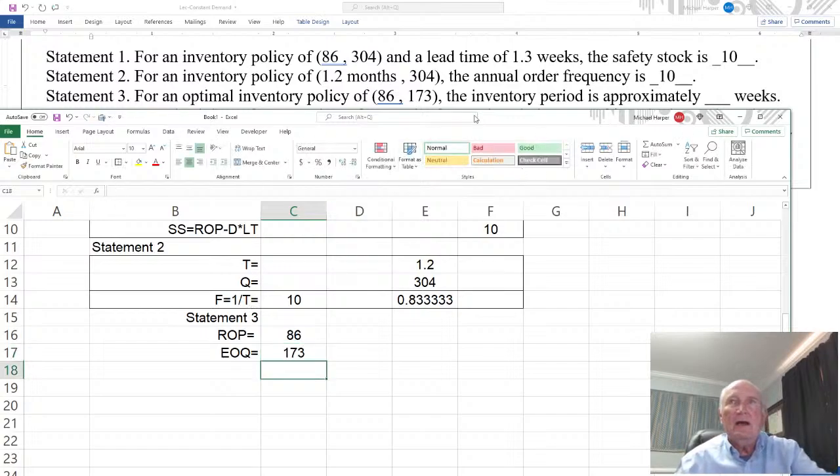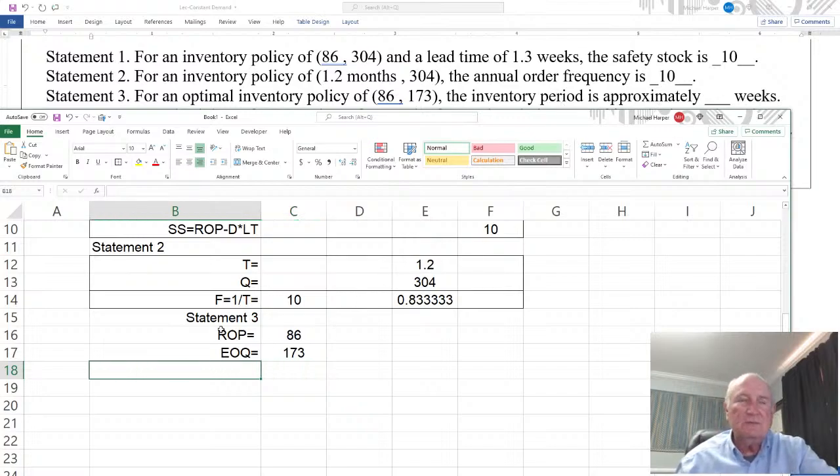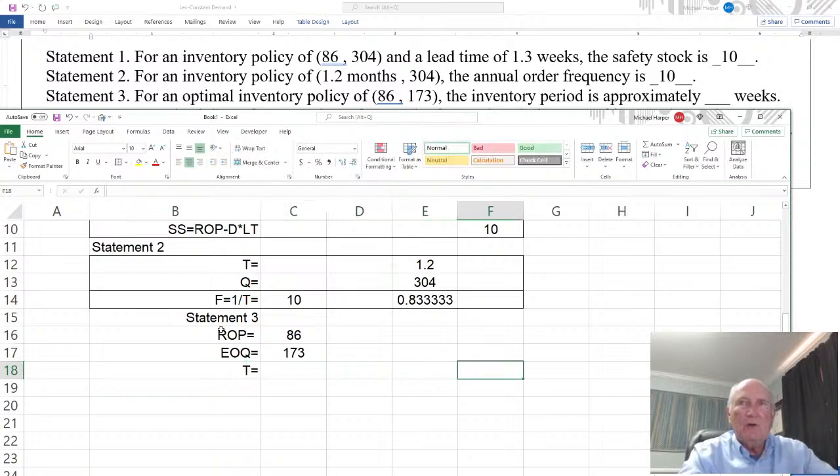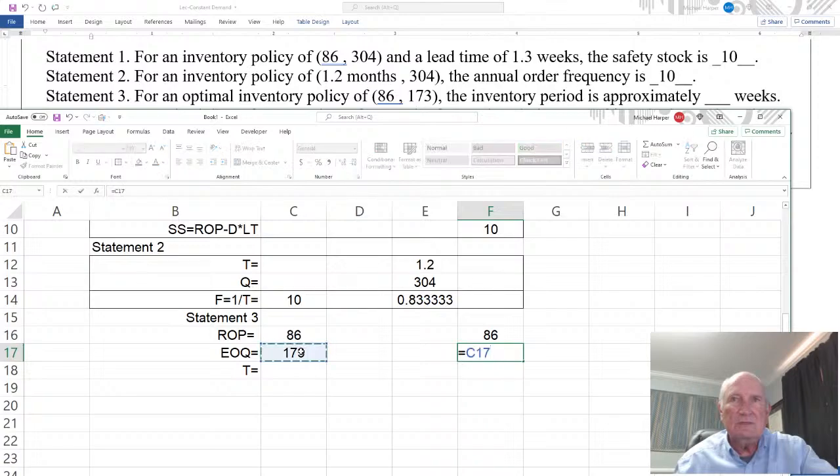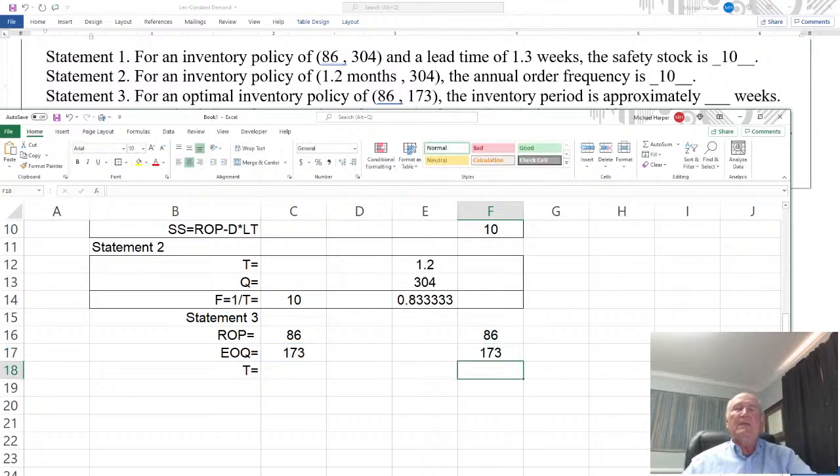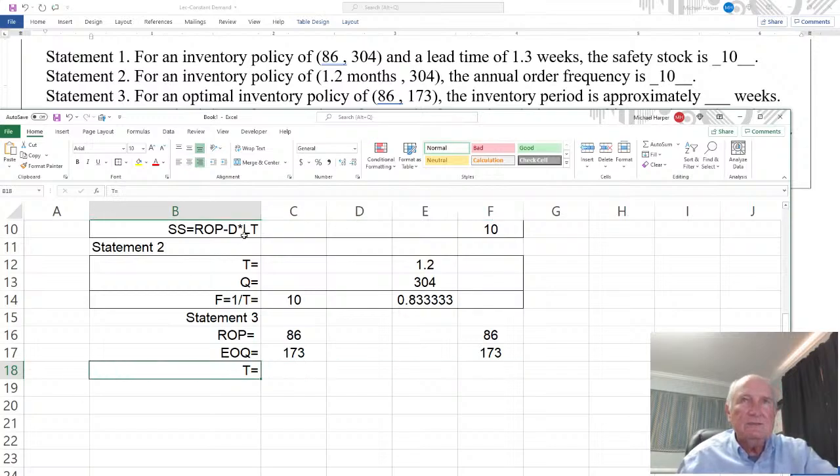The inventory period is approximately how many weeks? So now we want the inventory period. T equals the inventory period. But we want weeks down here. Okay, well, then let's just bring this down. Equals this. And what's the inventory period? Well, now the inventory period simply is going to equal, let's come back up here, Q over D. Q over D, okay?